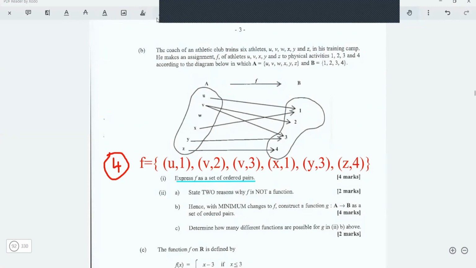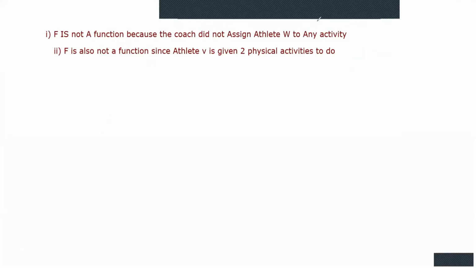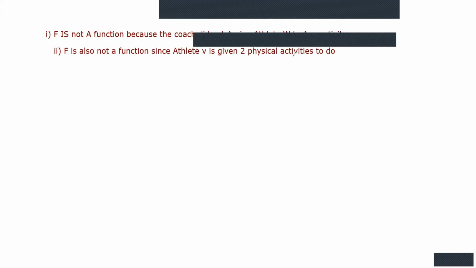Now it says, hence, by making minimal changes to f, construct a function g which maps set A to set B as a set of ordered pairs. Minimal change, don't make a new function. Minimal change just means you need to give W an assignment, so you can map W to any one of them, or you can take V off any one of them. You can do it many different ways. You don't have to do it my way. I'm going to map W to maybe 1.